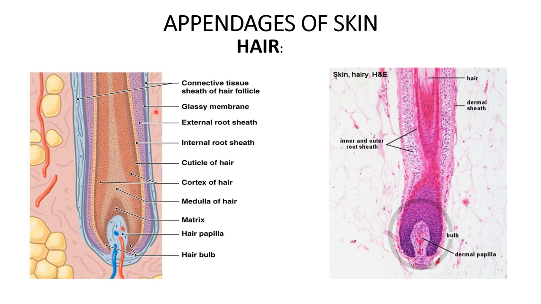Now we will move on to the appendages of the skin, which constitute the hairs, nails, glands, and erector pili muscles. So when we come to the hair, these are keratinized threads derived from the epidermal epithelium, and each consists of a shaft which comes out from the epidermis and a root.